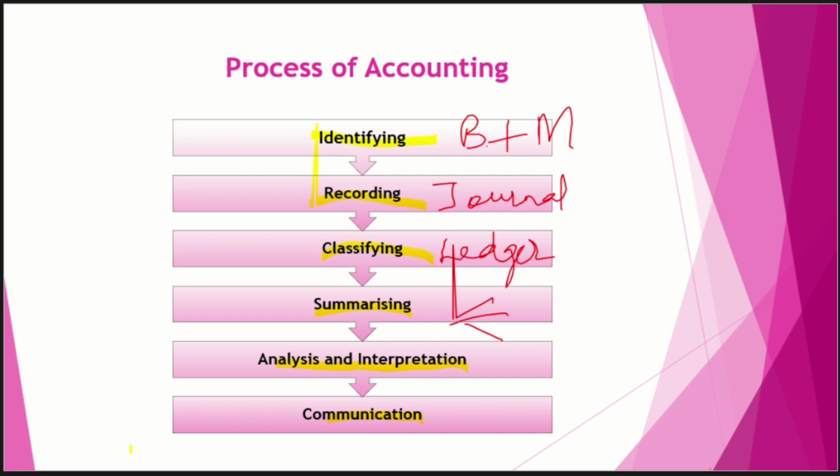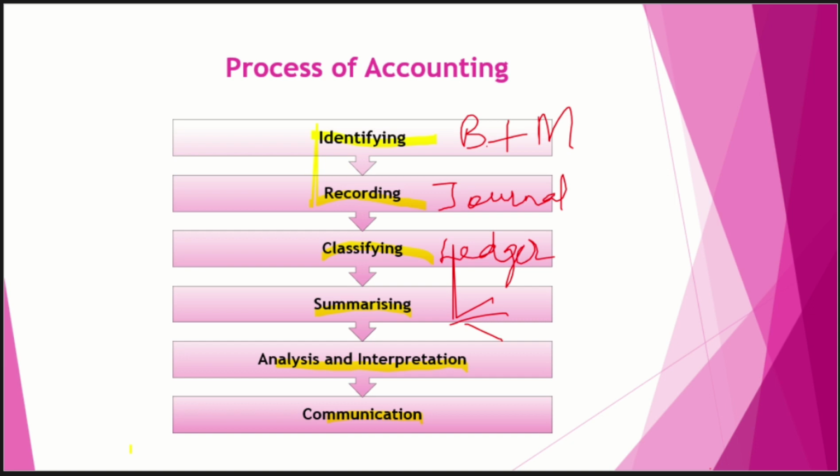So here we understood clearly, with the help of an example, how the process is carried out. First, we have to identify only those transactions which are related to the business and which are expressed in monetary value. Next, recording is done in a book called the journal. Classifying: similar types of transactions are classified and posted in the ledger. Summarizing: it is given in three financial statements and it is the report card of the business. Analysis and interpretation is nothing but taking decisions, making choices and coming to conclusions with the help of accounts. Communication is nothing but it speaks, it is the language of business.